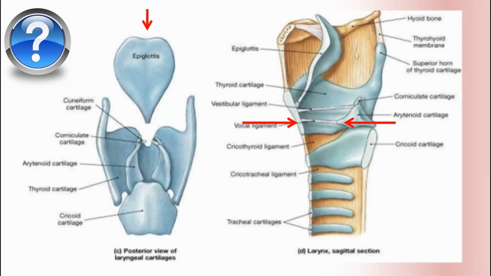Now, what covers the larynx is a cartilage called the epiglottis. It is a leaf-like structure attached to the inner surface of the midline of the thyroid cartilage.